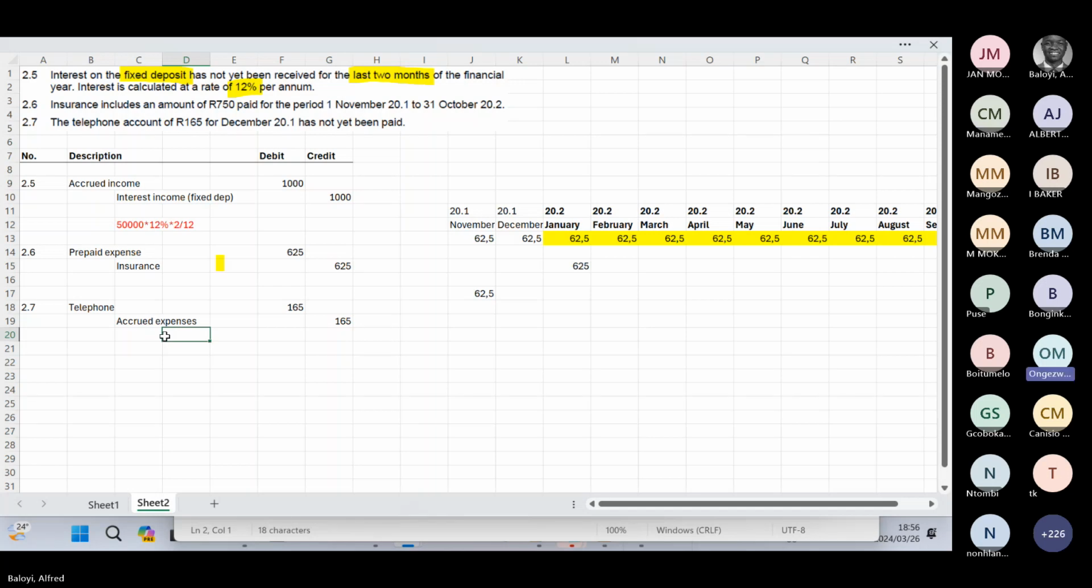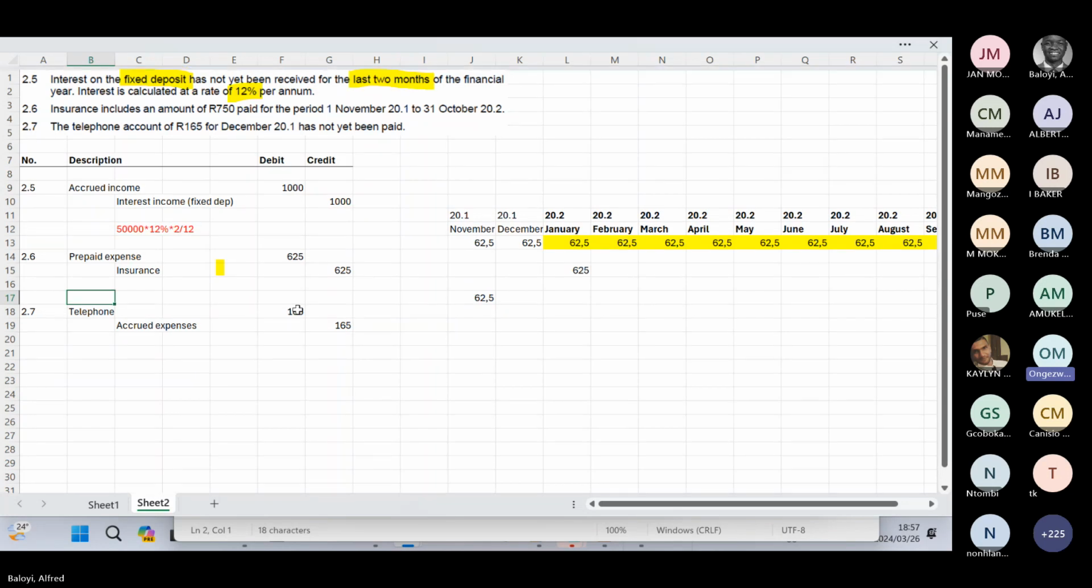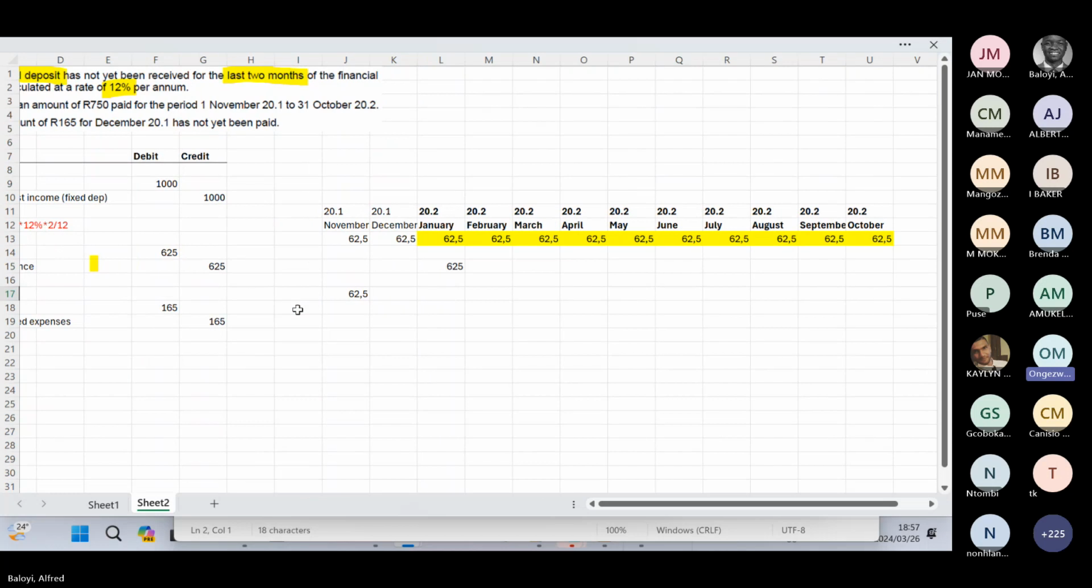Thank you, ma'am. I understand everything, but there's one thing that is missing to me. It's 2.6 based with the month. You said when you calculate that, in order to get that 625, you have to multiply by 10 months. So how do you calculate? Because according to me, I get 11 months since it's 1st of November until 31 October, which is the following year. How do you count those months to get 10? Because according to me, I get 11.